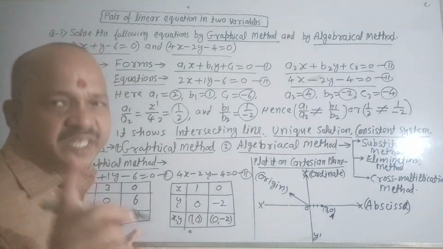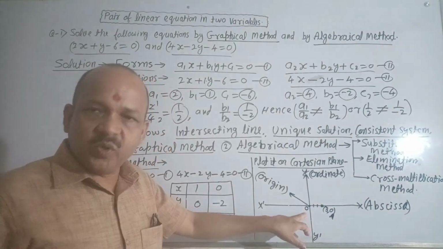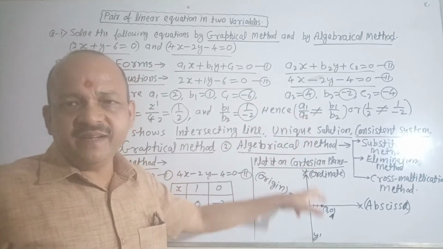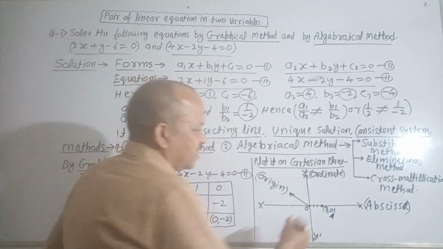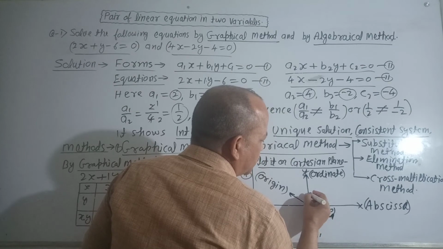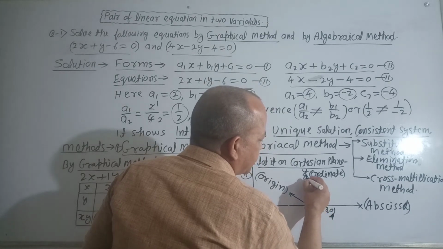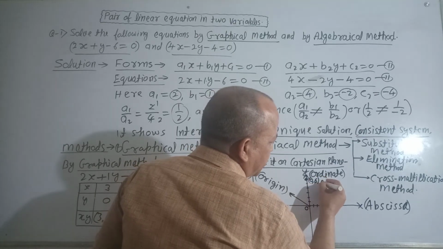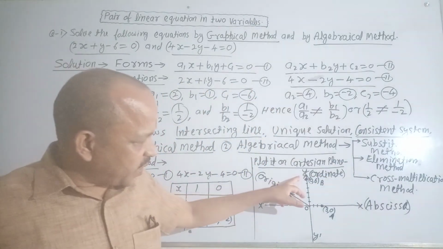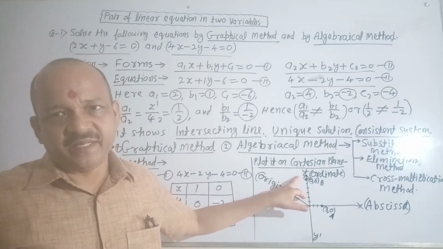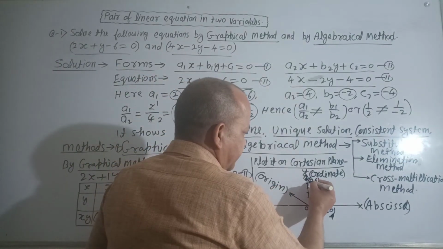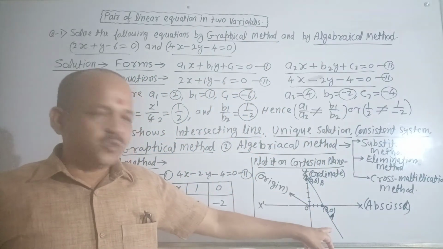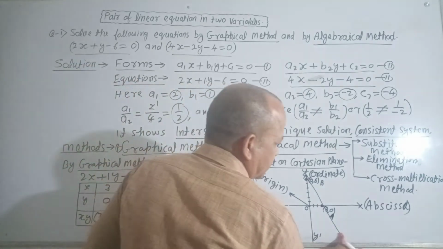Clear? Plot (0, 6). 0 at the origin, 6 at the ordinate in the positive direction. Here 1, 2, 3, 4, 5, 6. Here (0, 6) is point B. Now join point A to B. Join it. It is according to equation first.